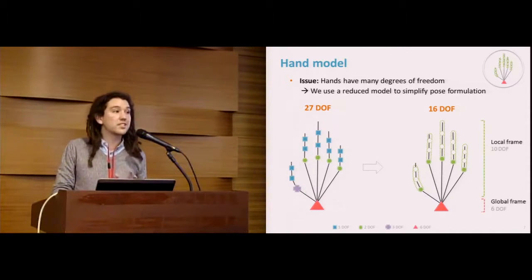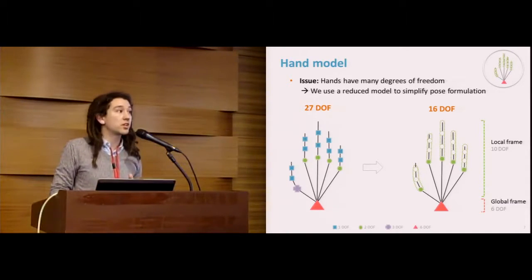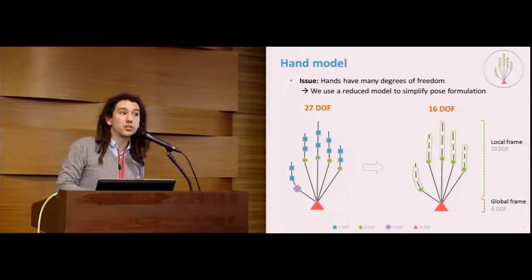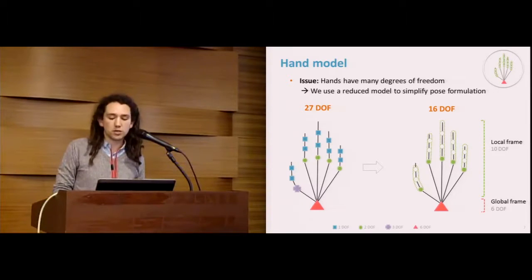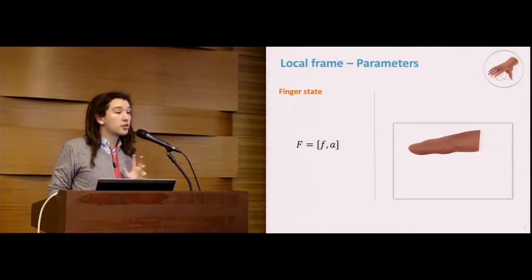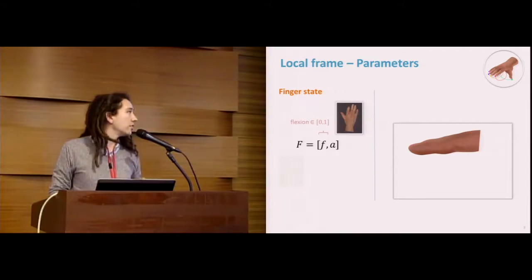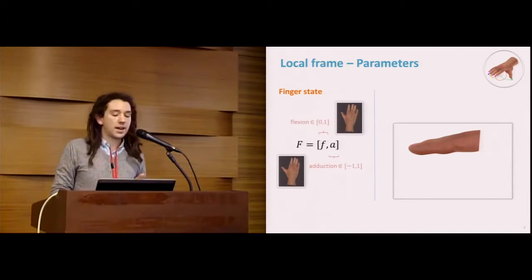All in all, this gives us 16 degrees of freedom, and we can split those into two different frames. There is a local frame that includes the local finger configuration, and there is also the global frame, which includes the position and orientation of the hand in space. So I'm going to focus first on the local frame. As I mentioned, each finger has only 2 degrees of freedom, so we can formulate the state of a single finger with two parameters. There is one for flexion, one for adduction.